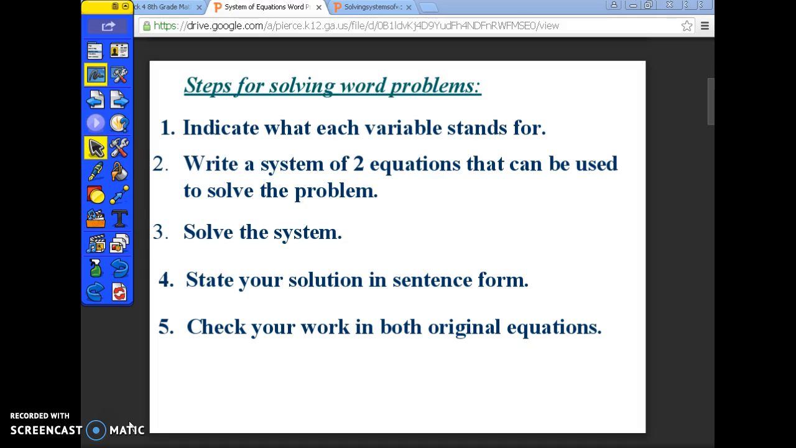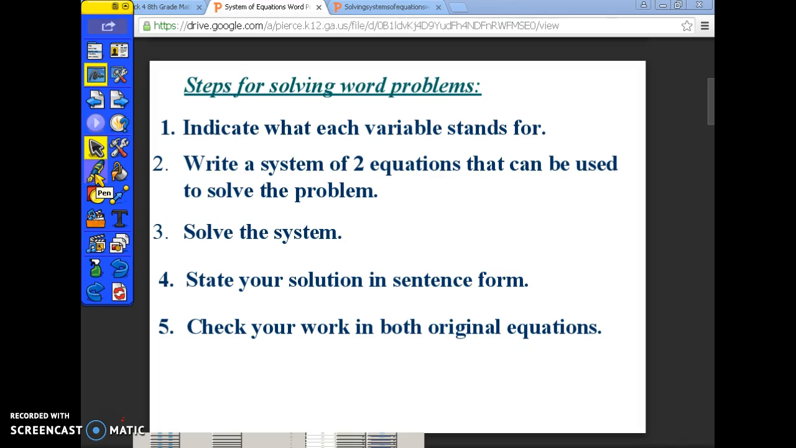Now, at this point, you have mastered graphing, substitution, and elimination. So you pick whichever one works best for you, and that's how you solve the word problem. State your solution in sentence form. We're no longer putting X and Y, and no longer an ordered pair. Now you have to use a sentence to answer the question. Then check your work in both original equations. Take your X and Y, plug them into both equations, and make sure you get true statements.